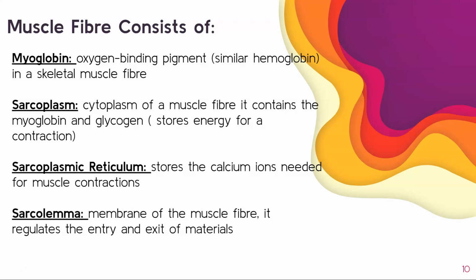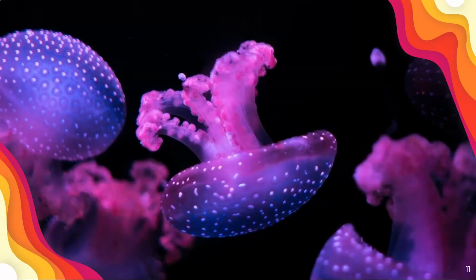The sarcoplasmic reticulum is the area where calcium ions are stored. Now we're going to talk in depth about calcium ions and why we need them, but just know that this is the house where they're held. And then last but not least is the sarcolemma, which is the membrane of the muscle fiber. So essentially it goes around the muscle fiber and it allows things to enter and exit.